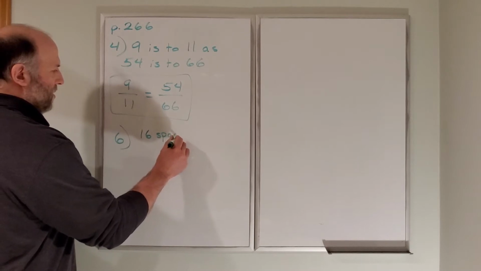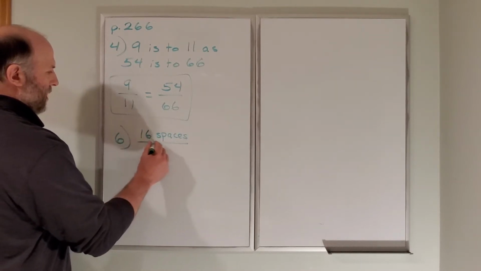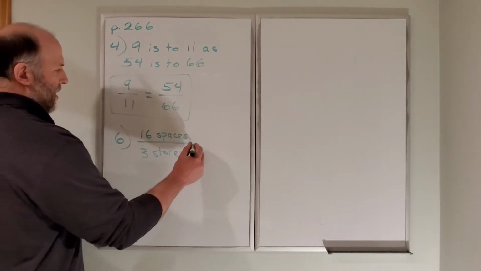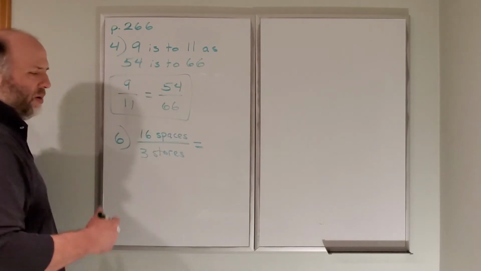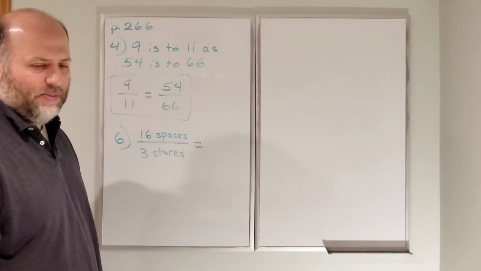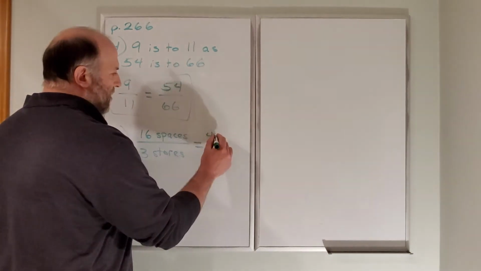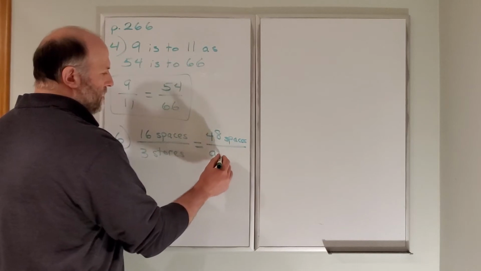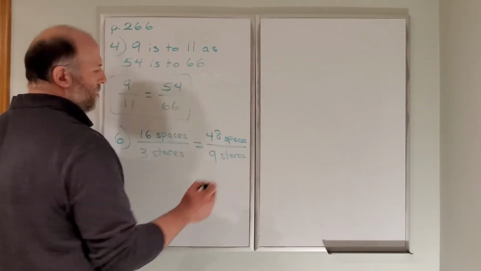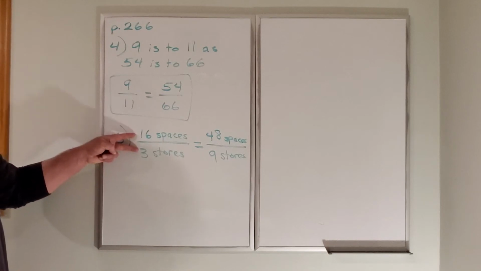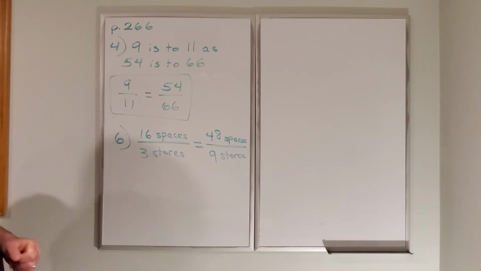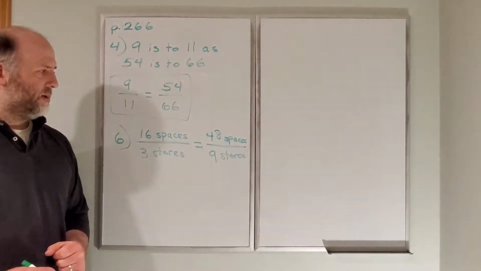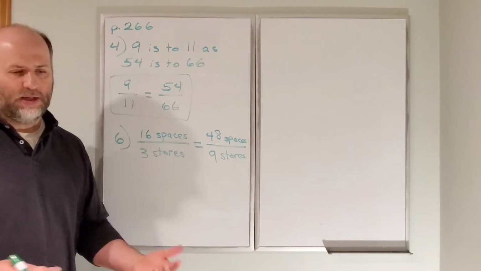I'll just call it spaces on the top. We'll do stores on the bottom. And they say that this is proportional to, or equals, or as, however you want to phrase that middle part, 48 spaces is to 9 stores. So again, take the first rate or ratio they give you, express it as a fraction. Again, if it's a rate, be sure to include units. And then set it equal to the second rate or ratio that they give you.